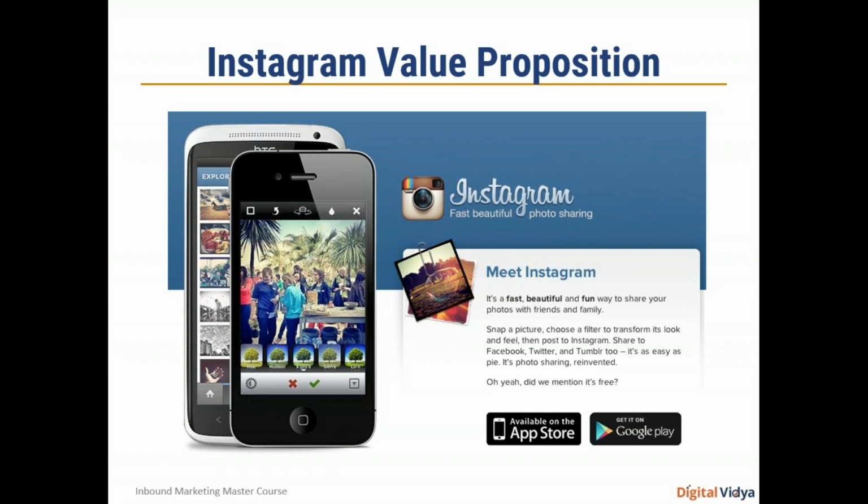And then the product explanation: it's the fast, beautiful, fun way to share your photos with friends and family. Snap a picture, choose a filter to transform its look and feel, then post it to Instagram. Oh, did we mention it's free? Then you have your important calls to action. It's available on the App Store, and you can get it on the Google Play Store. And the whole landing page is augmented with images of how it renders on the devices, right? So that's the way landing pages should be designed: value proposition followed by product explanation followed by call to action.